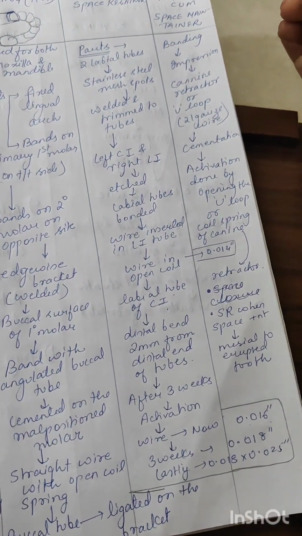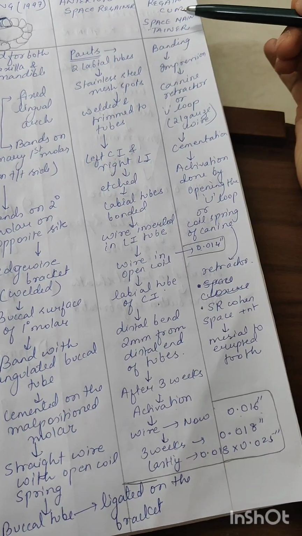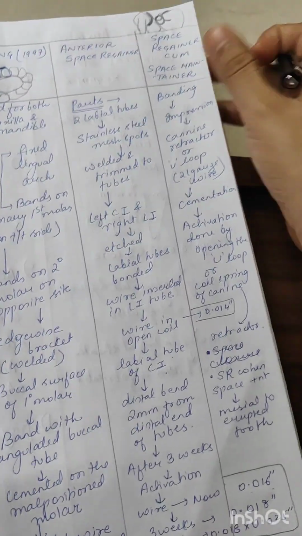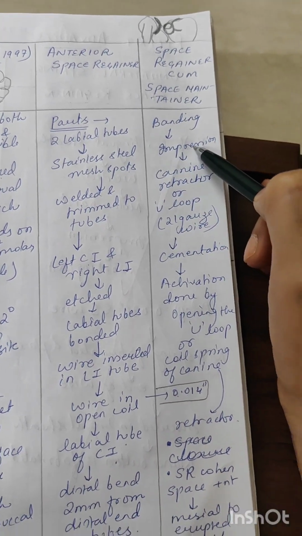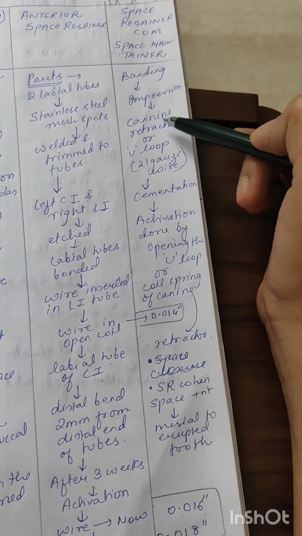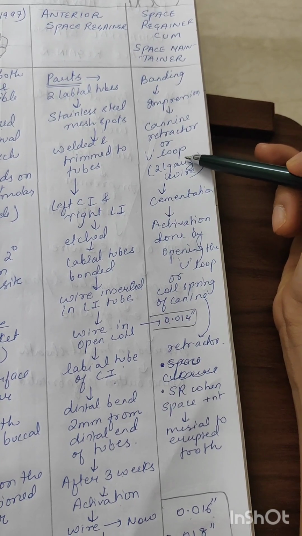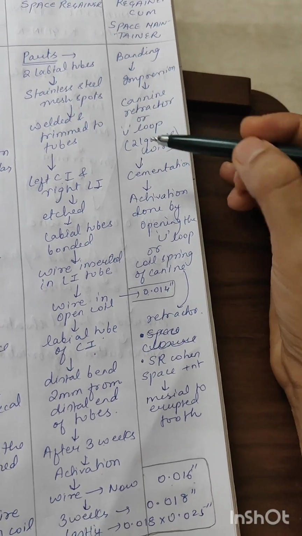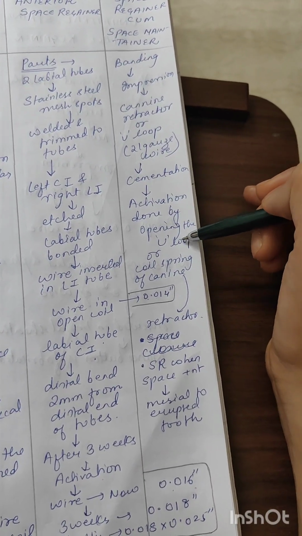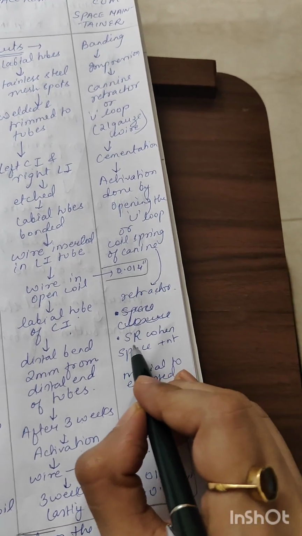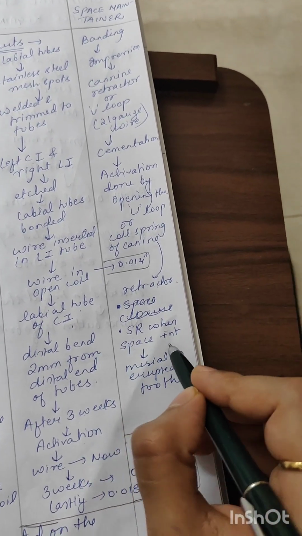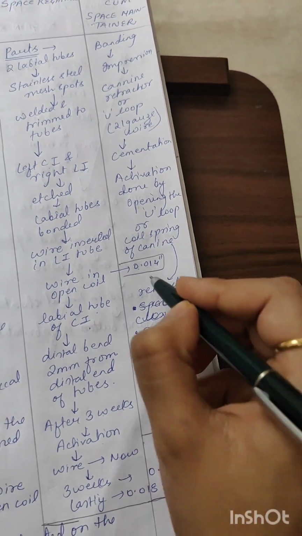The last fixed space regainer is the space regainer cum space maintainer. Here what do we do? We do banding, then we take an impression, then we use a canine retractor or a U-loop of 21 gauge wire, and it is cemented. Activation is done by opening the U-loop or the coil spring of the retractor.